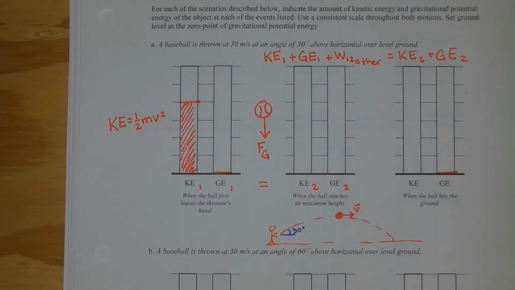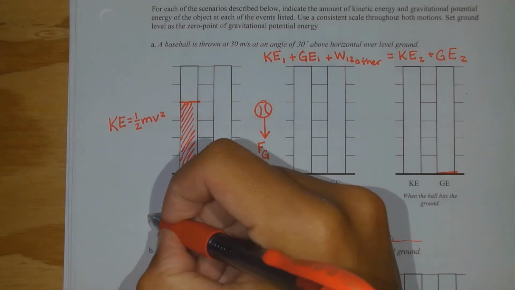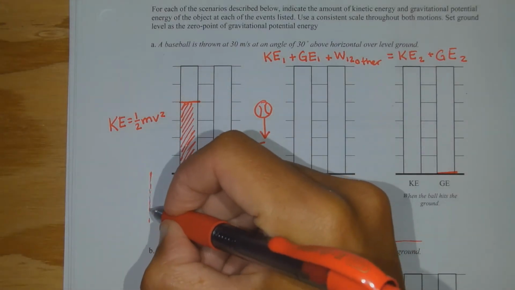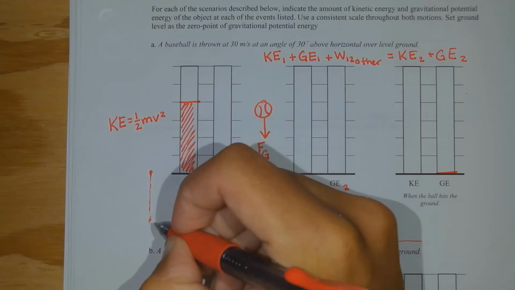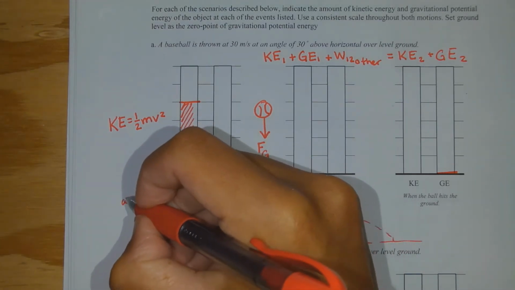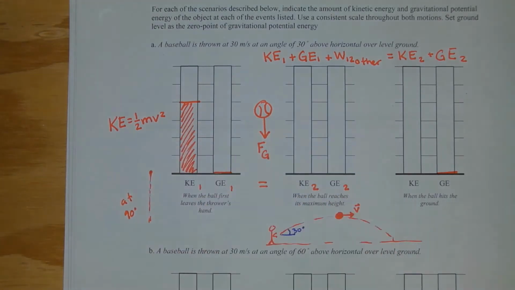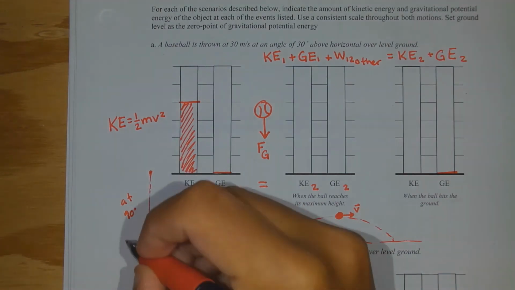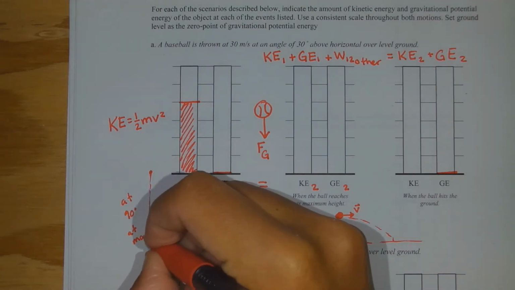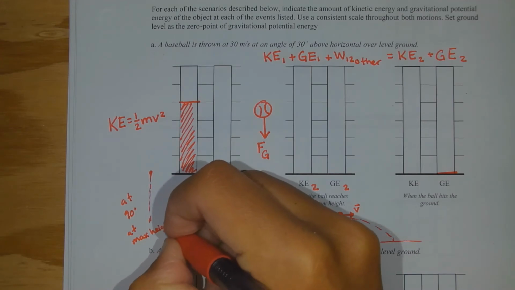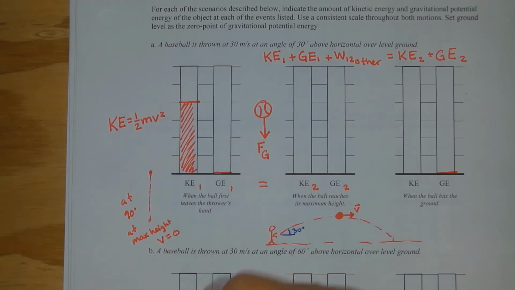The closer this angle is to 90 degrees, the more like a Model 1 problem this is going to be, where the ball just goes straight up and comes straight back down. So if the angle was 90 degrees, then at the max height, the velocity is equal to 0.